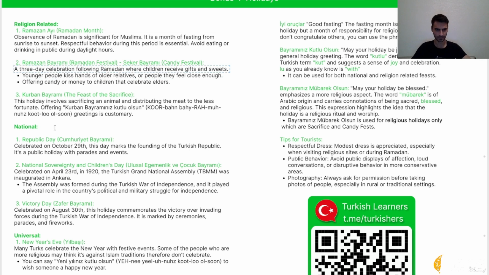The National Republic Day is October 29th. This day marks the founding of the Turkish Republic. National Sovereignty and Children's Day. This is the day when Türkiye Büyük Millet Meclisi, the Turkish Grand National Assembly, was inaugurated in Ankara. This was formed during the Turkish War of Independence and played a pivotal role in the country's political and military struggle for independence.